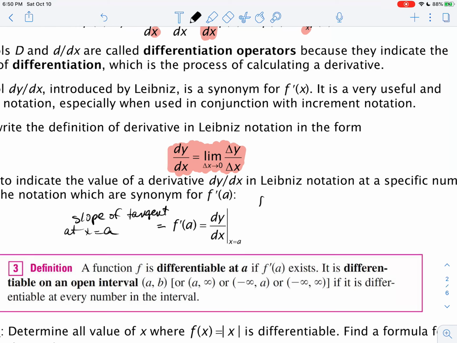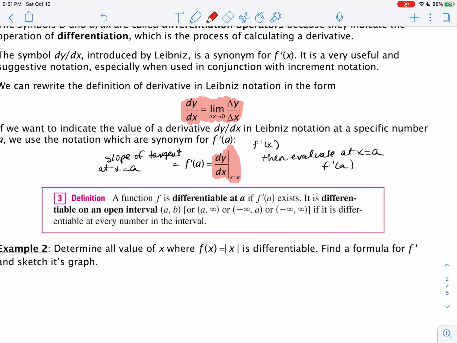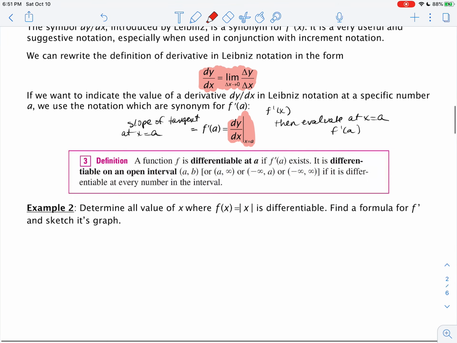And so we would first calculate f prime of x and then evaluate at x equal to a to get f prime of a, and you will often see this type of notation in here. The dy dx with that straight line at x equal to a is understood to be f prime of a. Okay. All right, so what is the definition of differentiability?